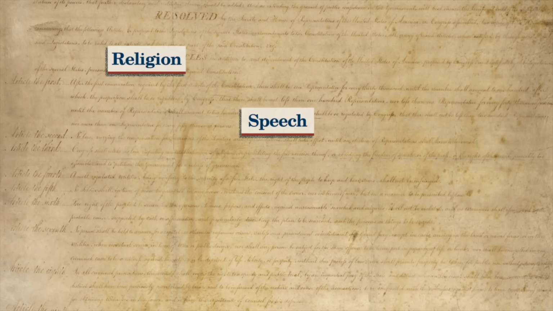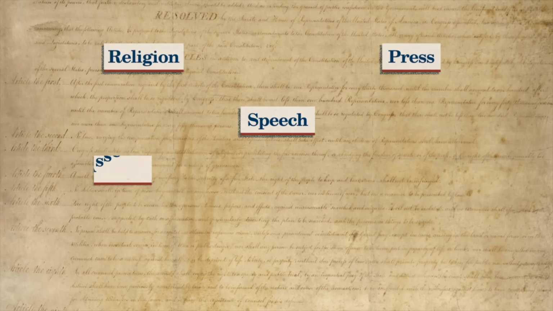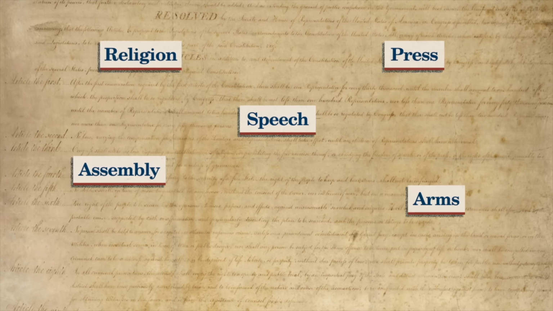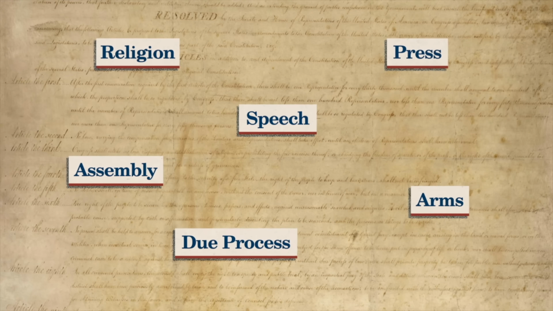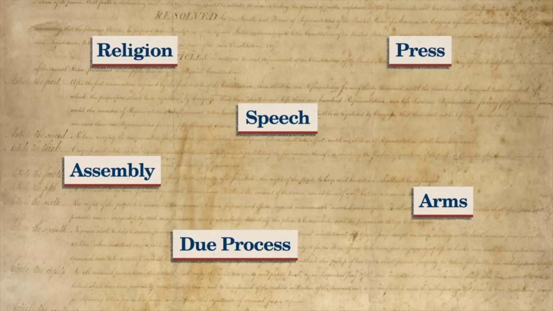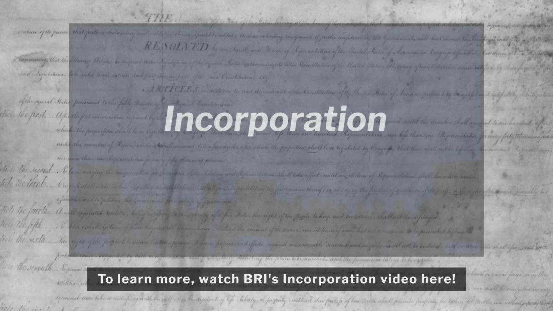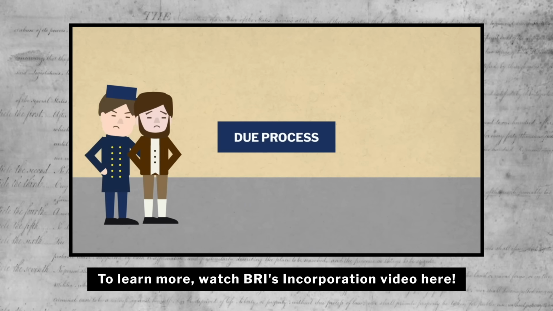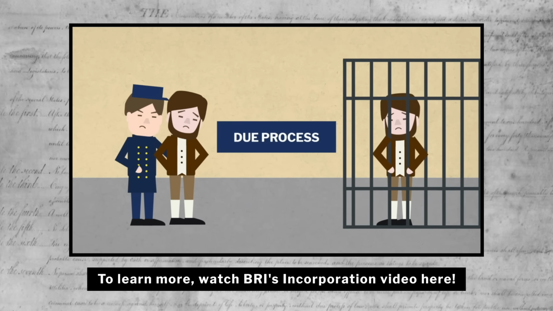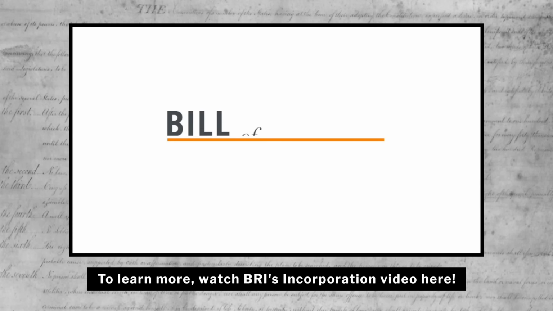Free exercise of religion, freedom of speech, freedom of the press, the right to assemble, the right to bear arms, due process of law. The Bill of Rights protects all of these and more. However, in 1791, the Bill of Rights only applied to the federal government and not the state governments, as the Supreme Court affirmed in Barron v. Baltimore. Over time, however, the amendments were slowly incorporated through the 14th Amendment and increasingly limited the ability of state governments to infringe on certain individual rights and liberties.